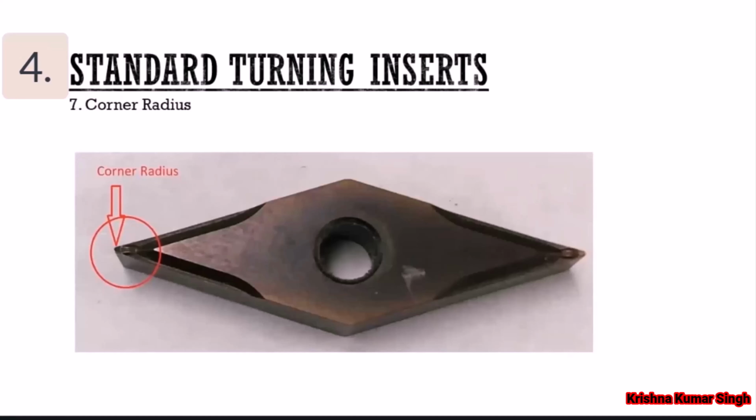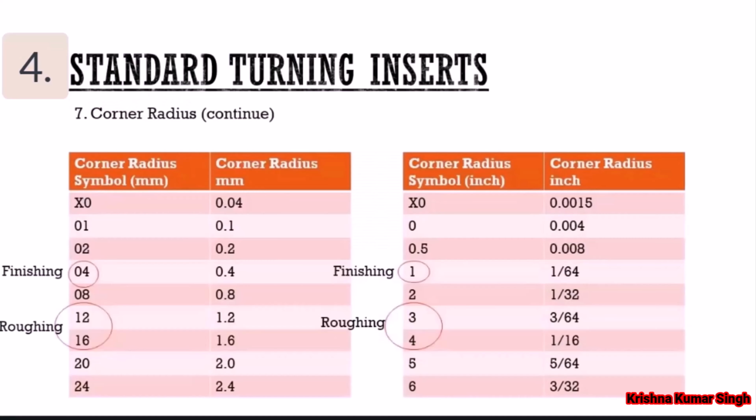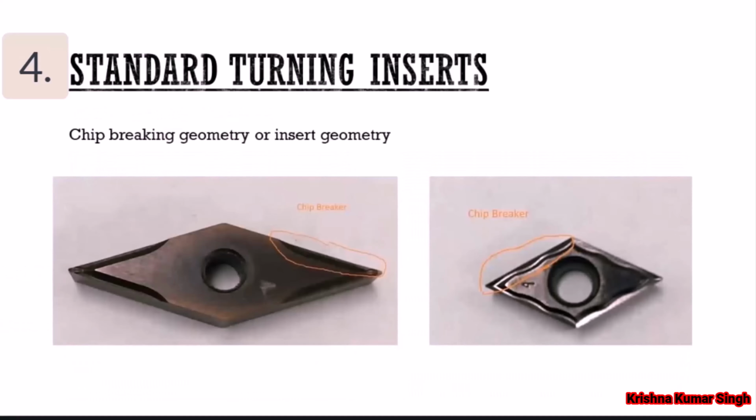In the picture of the VBMT insert, you can see the corner radius, which is the fillet between two edges of the insert. Like insert thickness, there are tables for millimeter and inch coding for corner radius. When choosing an insert, special attention should be paid to the corner radius, as it is an important factor. For roughing operations, a larger corner radius, such as 12 or 16 in millimeter coding or 3 or 4 in inch coding, is recommended. For finishing, 04 or 1 in millimeter and inch coding, respectively, are suitable. These 7 components are common across all standard turning inserts.